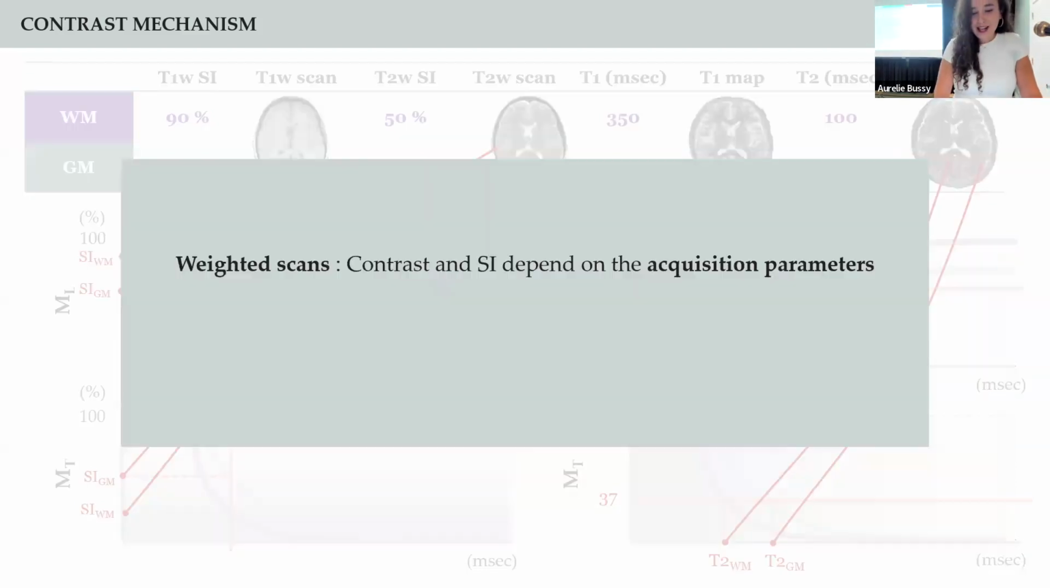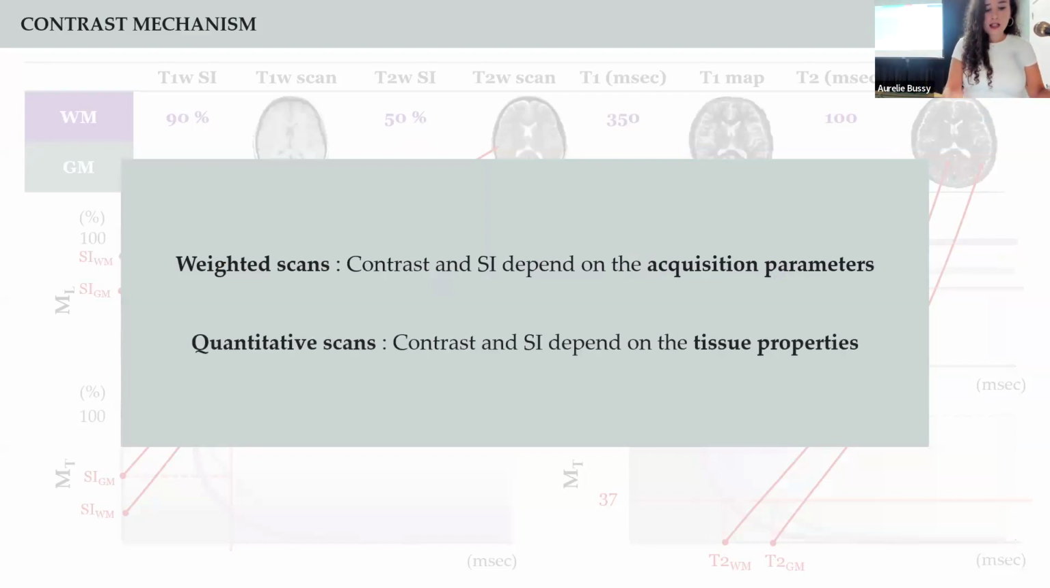Okay. So just remember that in the weighted scans, the contrast and the signal intensity are really dependent on the acquisition. Depending on when you take the screenshot, you will have different intensity, different contrast. In the opposite, in quantitative scans, the contrast and the signal intensity are properties of the tissue, so they cannot vary in theory. But they can a little bit. But in theory, that is the idea behind it.